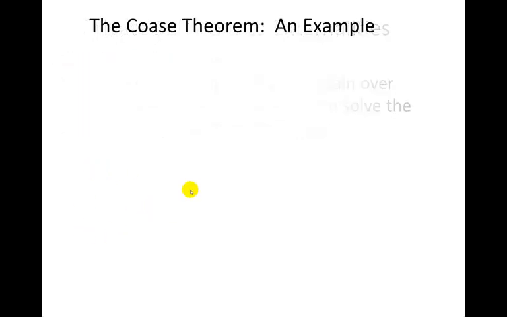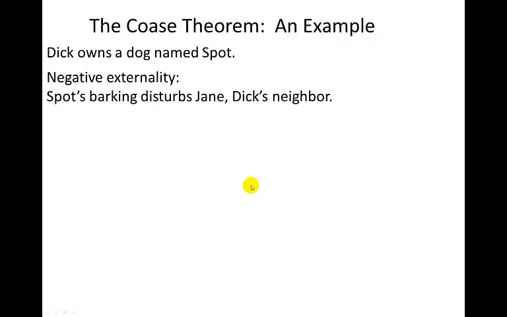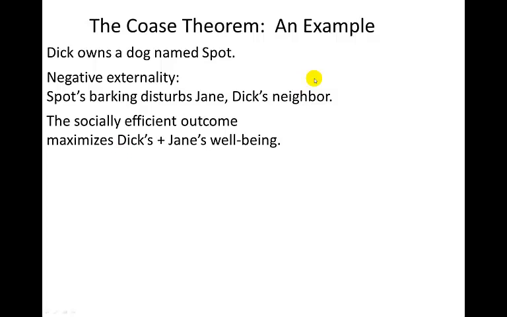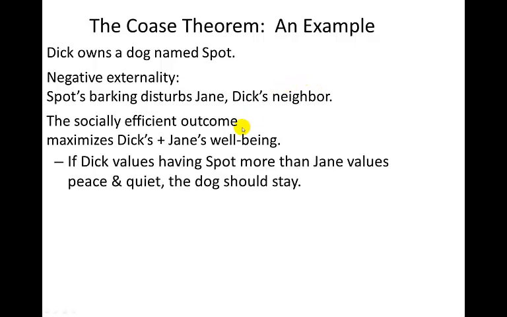So let's think of an example here with the Coase theorem. We've got our guy Dick who owns a dog named Spot. There's a negative externality because Spot barks, and that disturbs Jane, who lives next to Dick. The socially efficient outcome is the one that maximizes both people's well-being. If Dick values having Spot more than Jane values peace and quiet, then the dog should stay. If Jane values peace and quiet more than Dick values having Spot, then the dog should go.